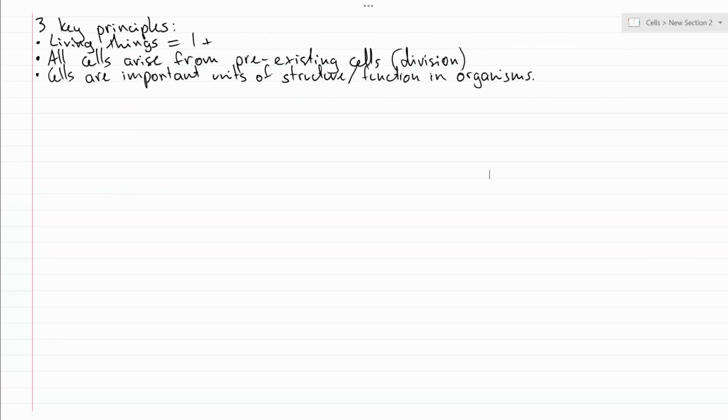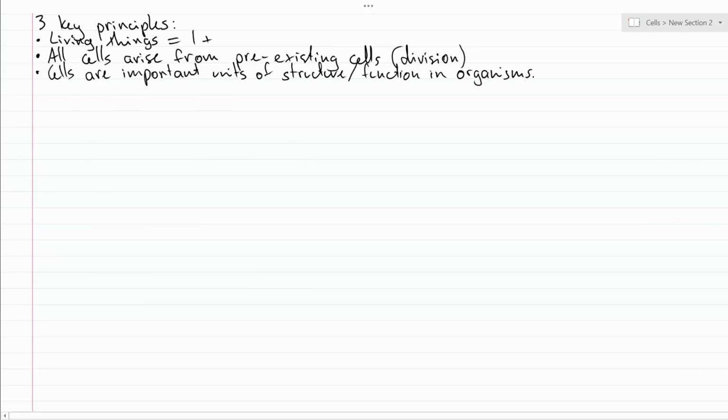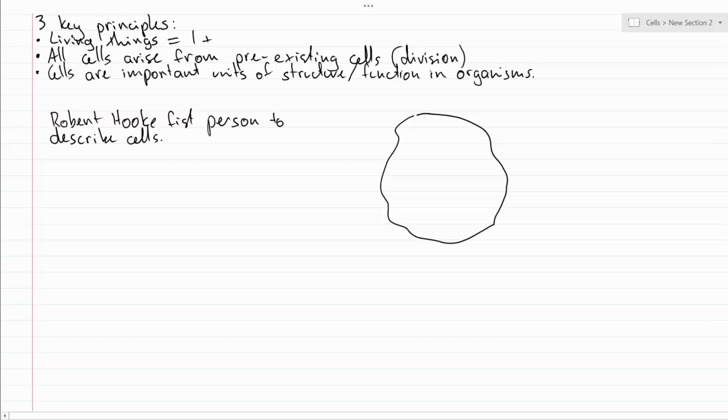The first person who stumbled across, or had some intentions of coming across, cells was someone called Robert Hooke. Back in the 1700s, Robert Hooke was the first person to describe cells. He was the first person that actually termed the word cell when talking about these particular units of life. What Robert Hooke was doing was looking at a section of cork, which is made up of once living, organic material.